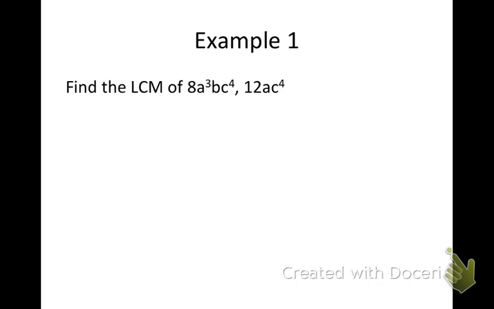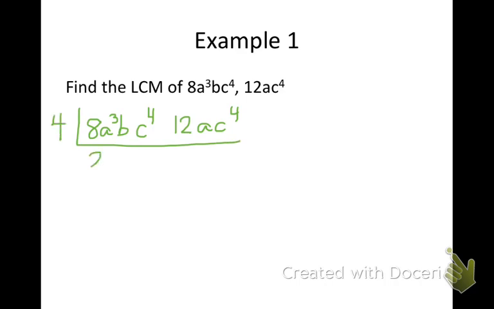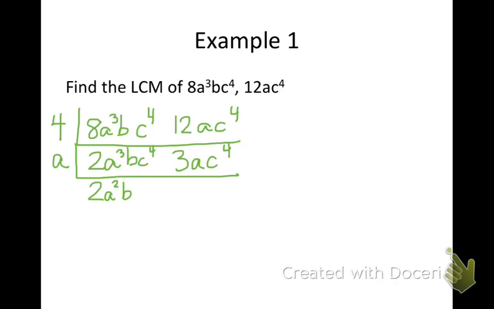So we can start with the variables included, so 8a cubed b c to the 4th power and 12a c to the 4th power. Then we can find the factors of the numbers. So we'll do 4, which goes in 2, bring down the variables. 12 divided by 4 is 3. Okay, now look for any common factors. We can divide by an a, so we'll have 2a squared b c to the 4th. 3, this a divided by a is 1, so it just leaves c to the 4th.